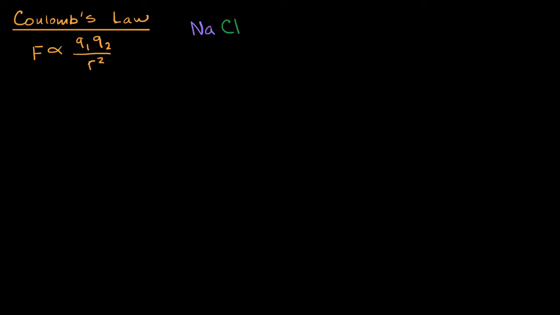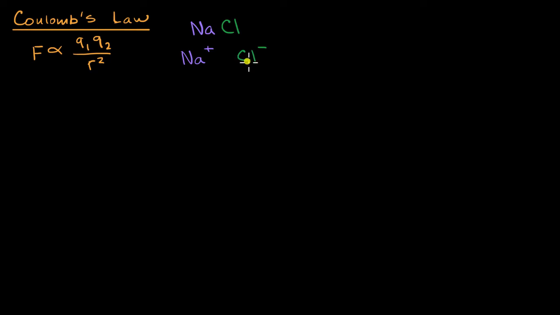It is made up of positively charged sodium cations. So you have an Na plus. So sodium is a group 1 element. It's very easy to nab an electron off of it, and then it has a positive charge. And it's made up of a chloride anion, so Cl minus.